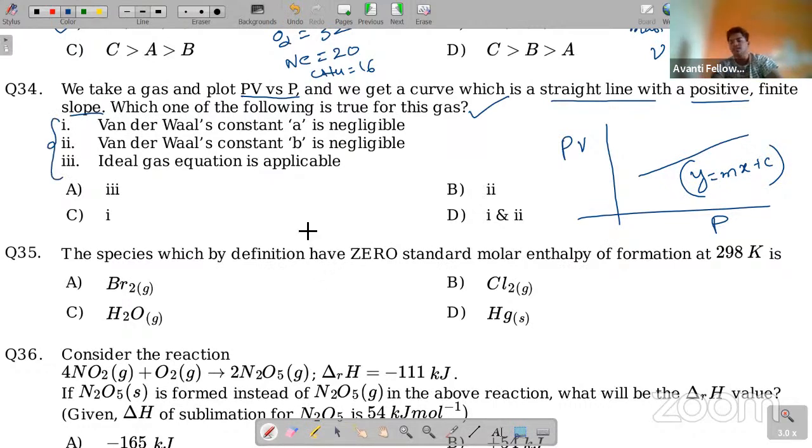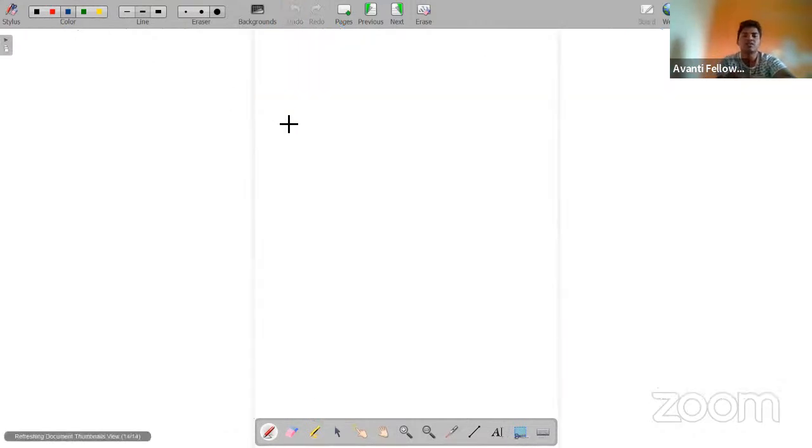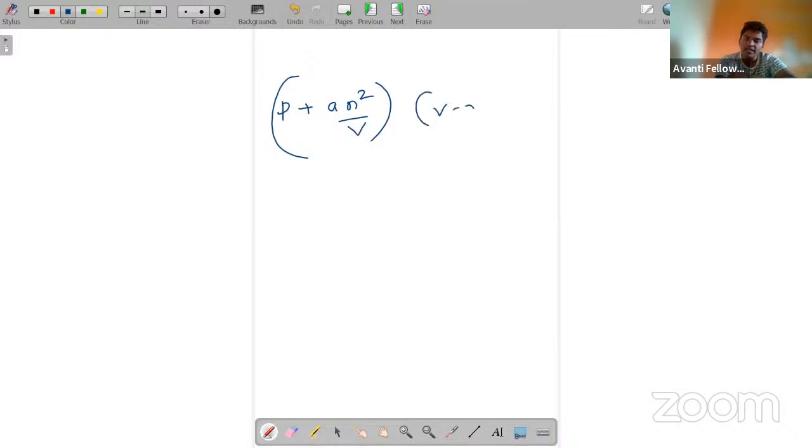What we have to neglect here? For that, we first need to see the Van der Waals gas equation. The Van der Waals gas equation is P plus a n squared by V squared, into V minus nb, is equal to nRT, or any particular constant. For PV equal to nRT, we can write this as a constant. Now, if we neglect a term, we have to neglect A or B.